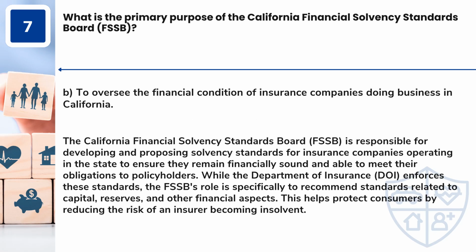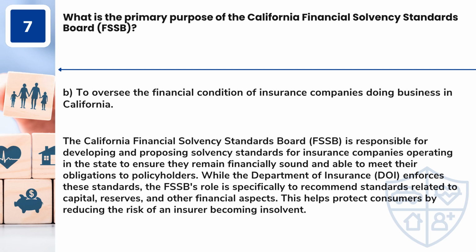Answer: B. To oversee the financial condition of insurance companies doing business in California. The California Financial Solvency Standards Board, FSSB, is responsible for developing and proposing solvency standards for insurance companies operating in the state to ensure they remain financially sound and able to meet their obligations to policyholders.